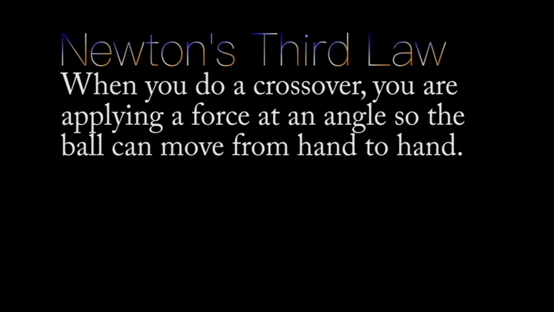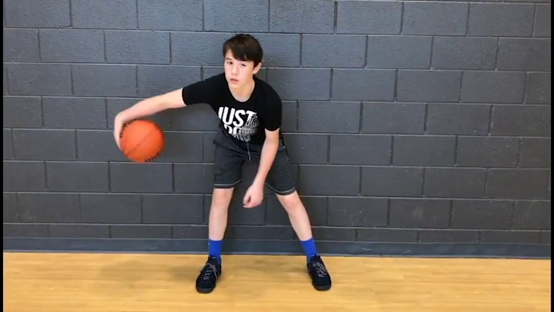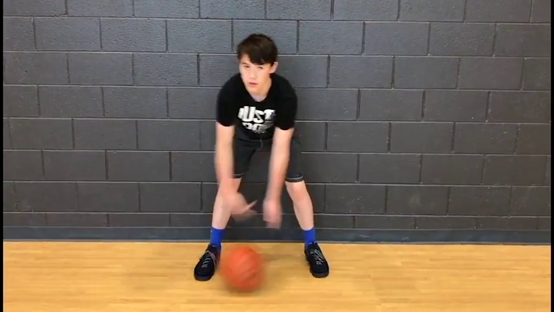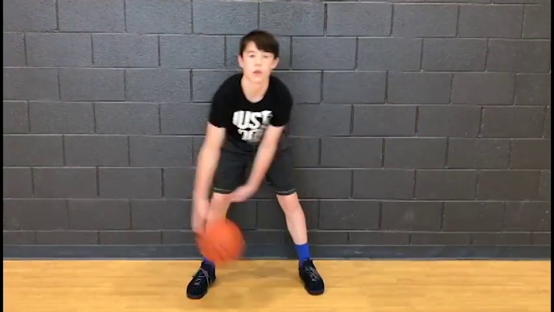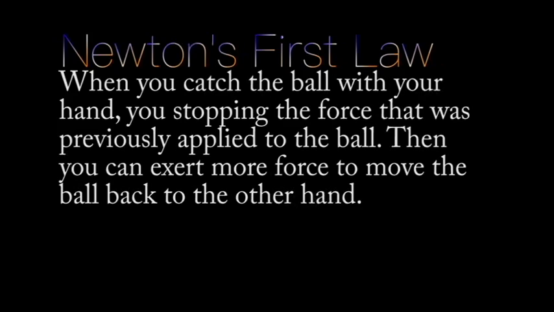When someone does a crossover, it has some of the same type of equal and opposite force. Think of it like passing from hand to hand. When you're dribbling it, you're hitting the ball at an angle to get to your other hand using the equal and opposite force. In basketball, the first law only happens when you either make a mistake and it rolls off your foot, or you catch it with your other hand.